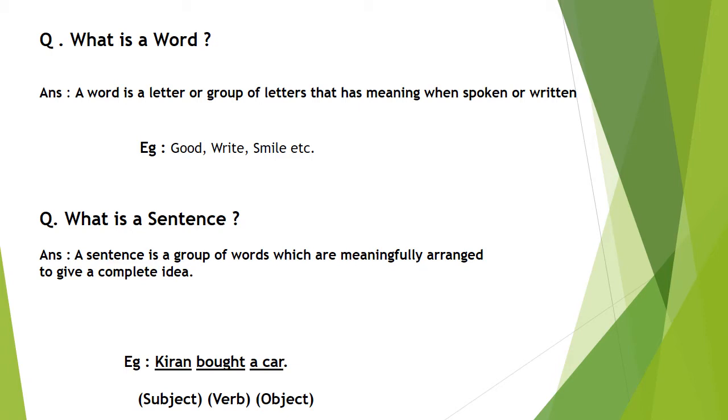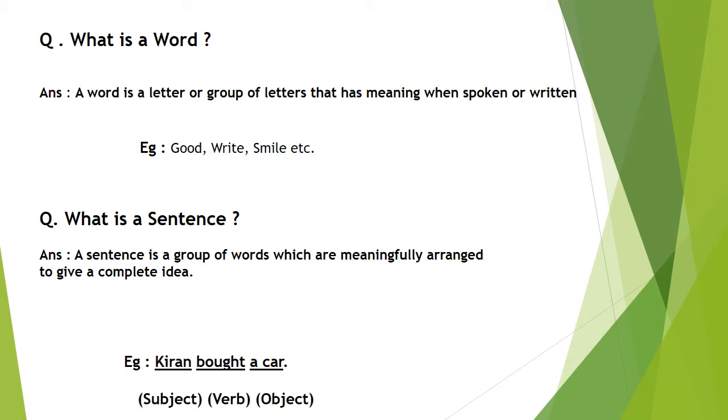Let's learn about what is a word and what is a sentence in brief now. What is a word? A word is a letter or group of letters that has meaning when spoken or written. For example, good. In good, 4 letters are there. So good is a group of letters. It is a word.